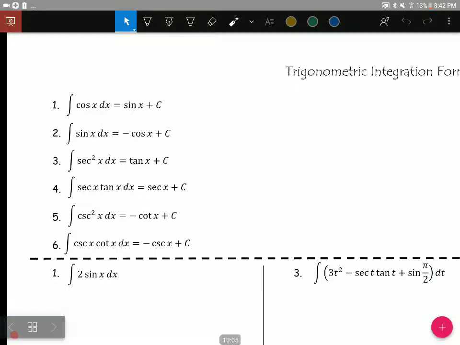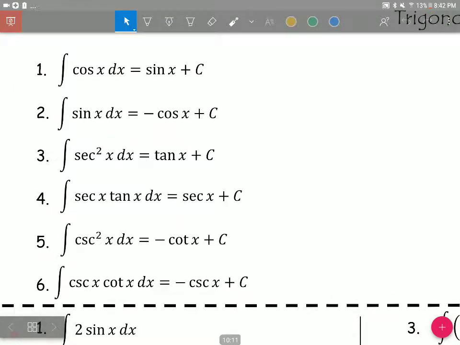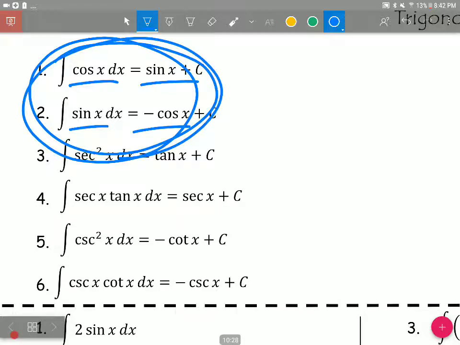Okay, back to it. So, the introduction of trigonometric functions. You're just going to have to memorize these. I'm sorry, there's no ifs, ands, or buts around it. The integration of cosine of x is sine x plus c. The antiderivative of sine x is negative cosine. So these kind of circle on each other. But remember, when you take the antiderivative of sine, you get the negative cosine.